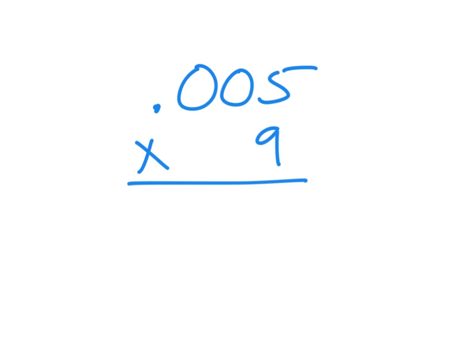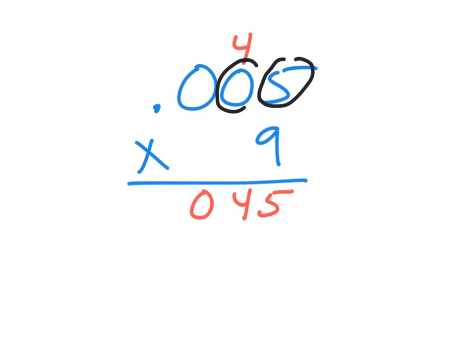All right, 9 times 5 is 45. 5 down there, 4 up here. 9 times 0 is 0, plus 4 is 4. 9 times 0 is 0, okay? And I'm done multiplying. Now, how many places do I have after the decimal? 1, 2, 3. So I need 3 places in my answer. I put my decimal there. 45 thousandths. So 5 thousandths times 9 is 45 thousandths.